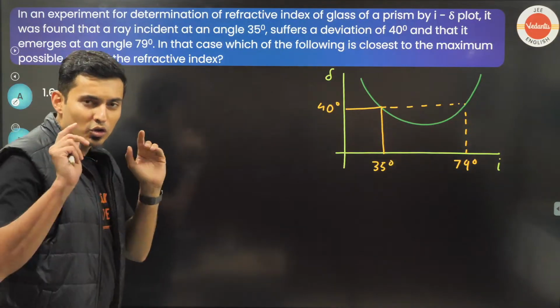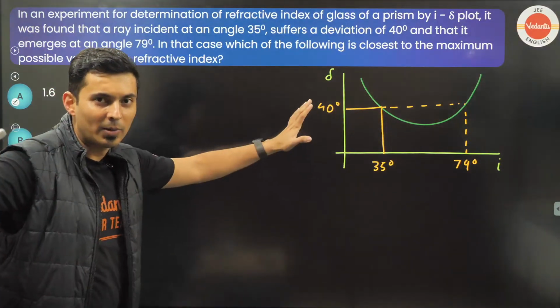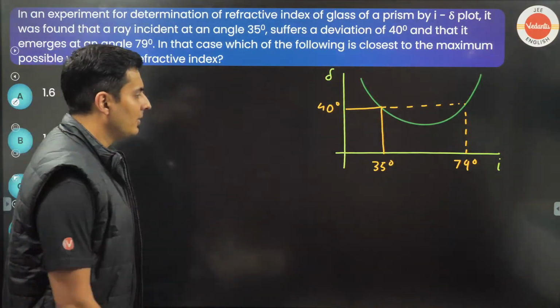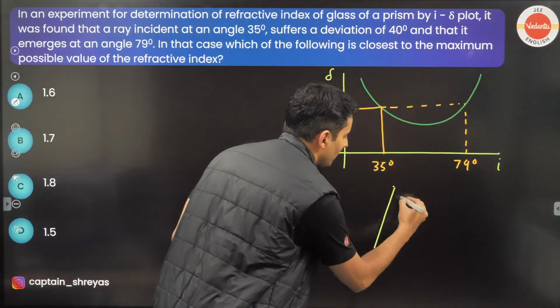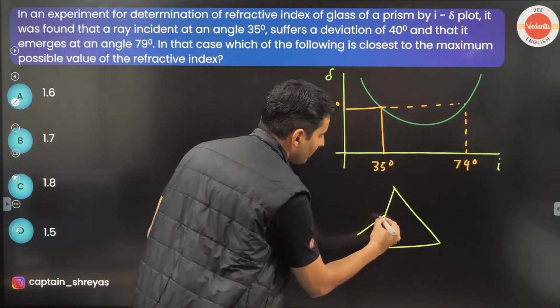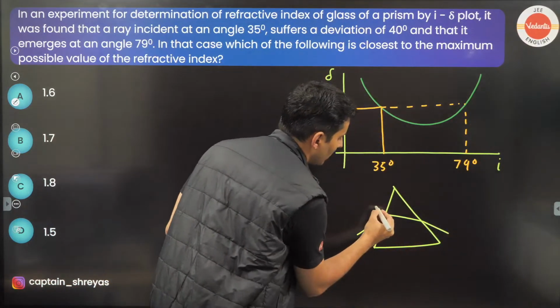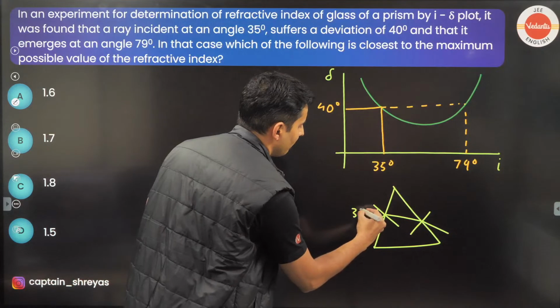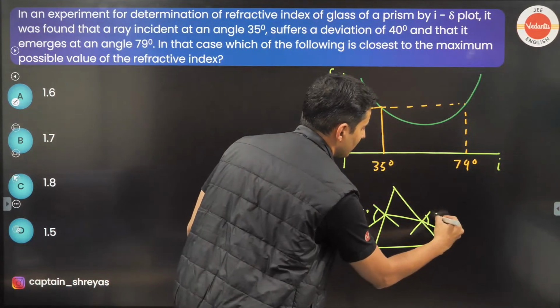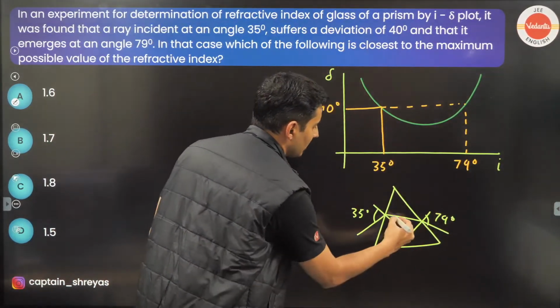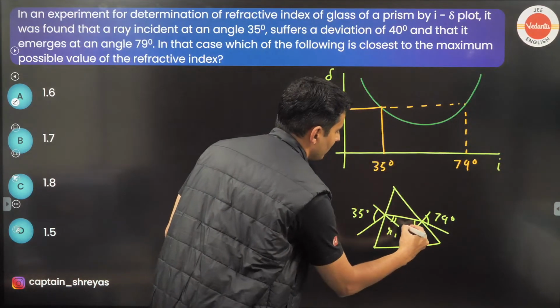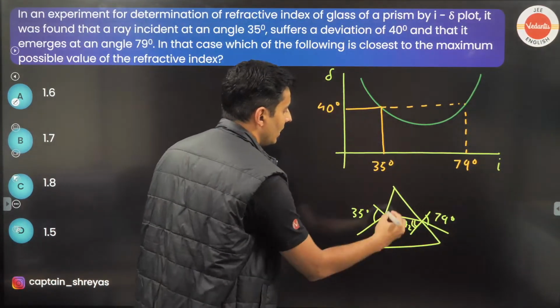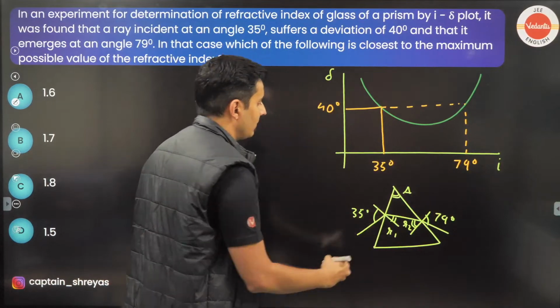Now you just have to use two equations. I will not solve the problem completely, I'll just give an idea for solving the question. Okay, so here is your prism. This is how it is going to go. This is one normal, this is another normal. So this is 35 degrees. This is 79 degrees. This is R1. This is R2. Okay, and this is angle of prism.